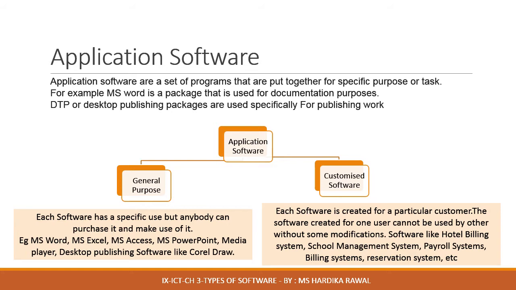The next category is customized or business softwares. This is where a software is created for a particular customer only. The software created for one cannot be used by another without some modifications. For example, a hotel billing system used in one hotel may not be useful in another. Similarly, a software used in a shopping mall may not be useful in another retail shop as the process may not be the same. Some more examples are like the payroll system, financial accounting system, billing system, the reservation system, or the school management or school inventory control system.